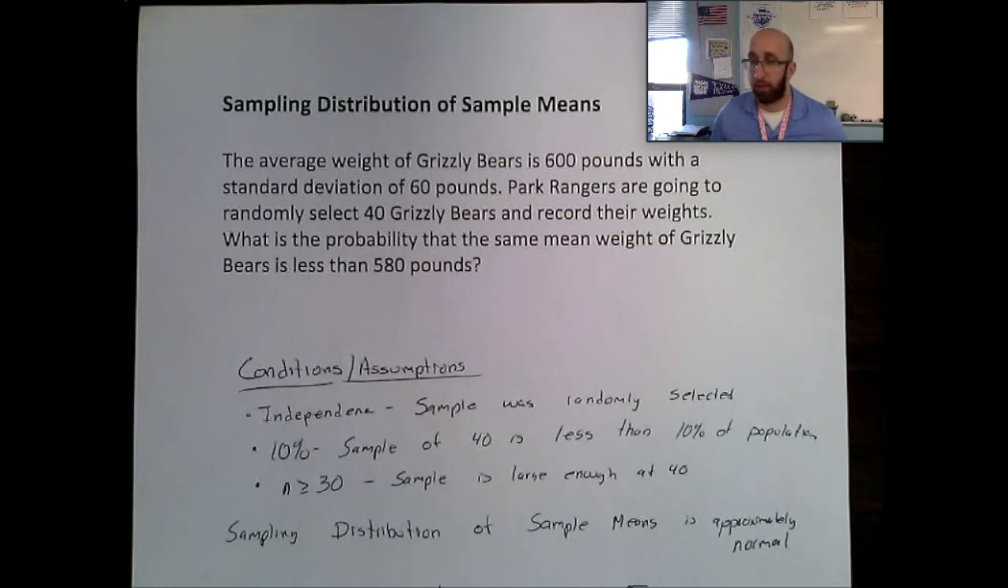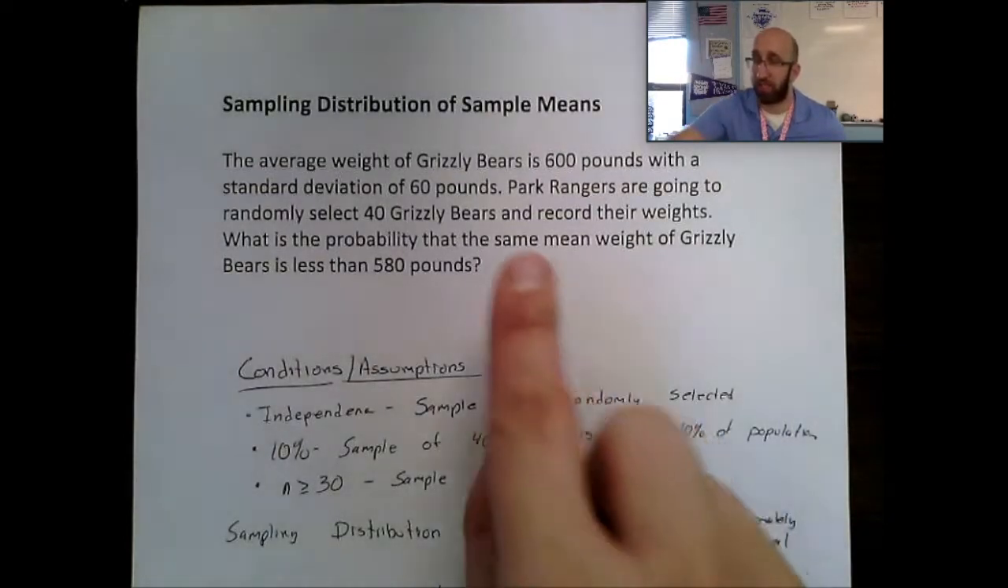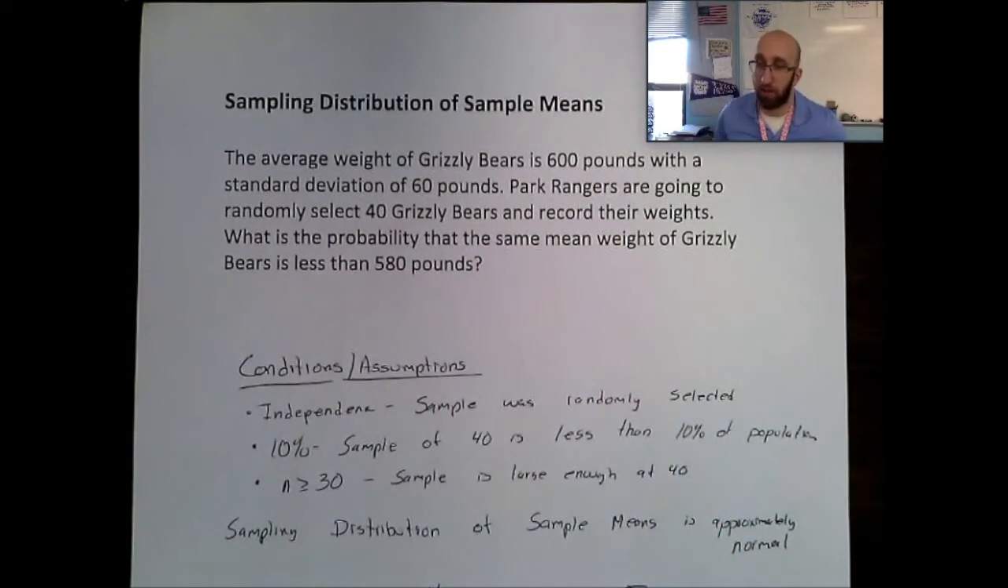The average weight of grizzly bears is 600 pounds with a standard deviation of 60 pounds. Park rangers are going to randomly select 40 grizzly bears and record their weights. What is the probability that the sample mean weight of grizzly bears is less than 580 pounds? Let me say that one more time. What is the probability that the sample mean weight of grizzly bears is less than 580 pounds?